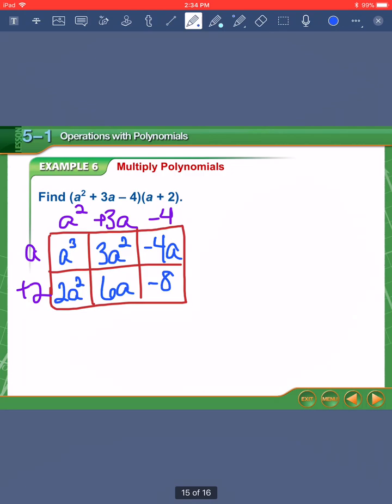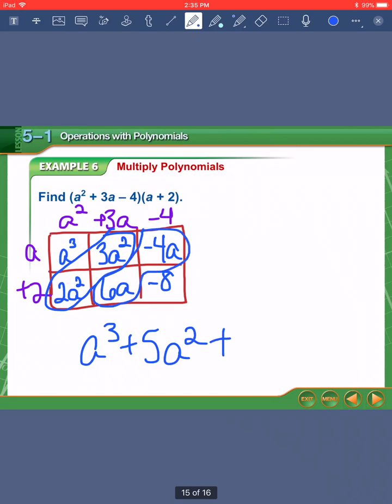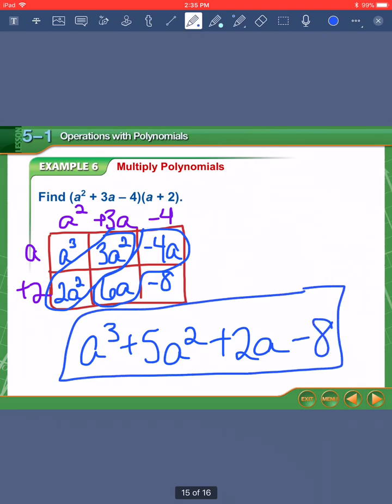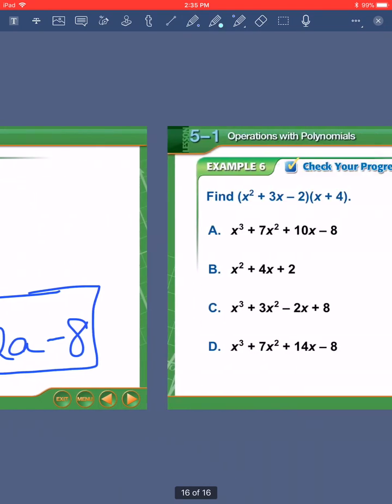And then we combine like terms. So I have a cubed. My a squareds are 3a squared and 2a squared. So that's plus 5a squared. My next column, I have 6a and negative 4a, so that's plus 2a and then minus 8. So I just combined like terms after I multiplied the boxes.